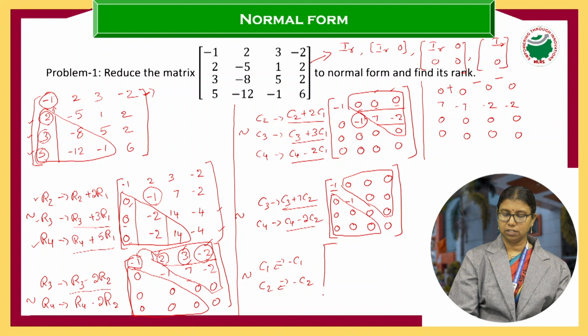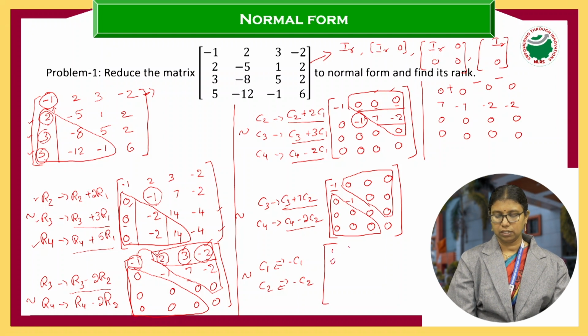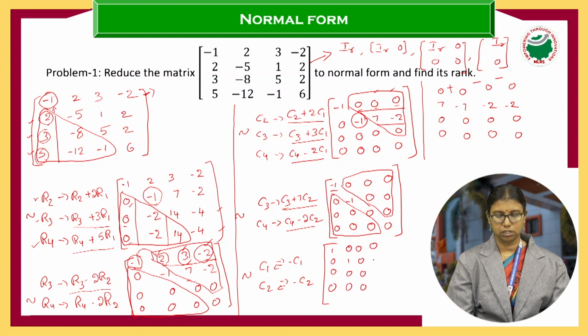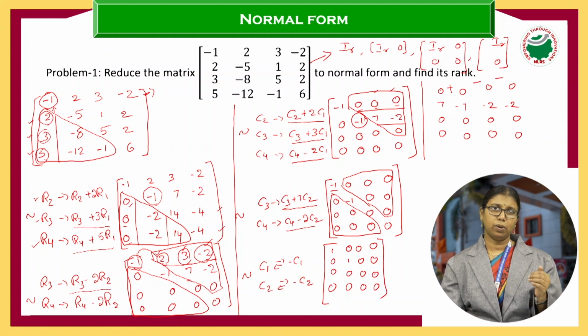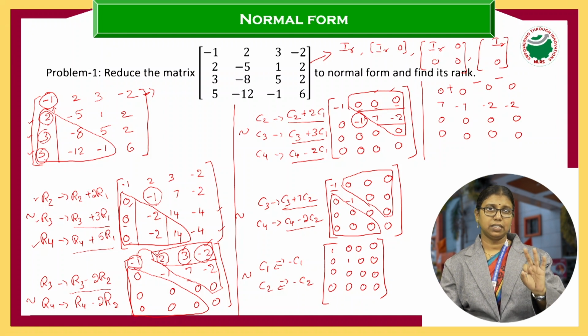Now what is our matrix? Your matrix is 1, 0, 0, 0, 0, 1, 0, 0, 0, 0, 0, 0, 0, 0, 0, 0. So we got an identity matrix with all ones on the diagonal, and lower and above diagonal are 0. Now we completed step 3.